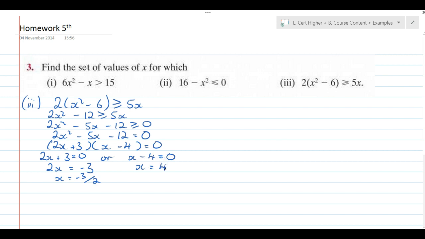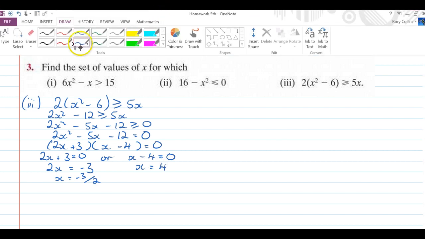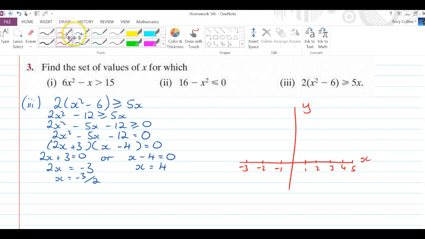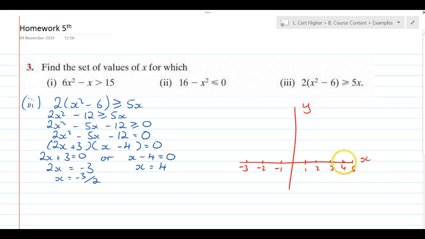And again, let us draw our graph. Rough sketch, x, y axis, 1, 2, 3, 4, 5 on the positive x, minus 1, minus 2, minus 3 is all we need on the negative x. And we can see from our roots that the graph crosses the x-axis when x is 4 and when x is minus 3/2 or minus 1.5 approximately here. So our graph will look something along the lines of this.